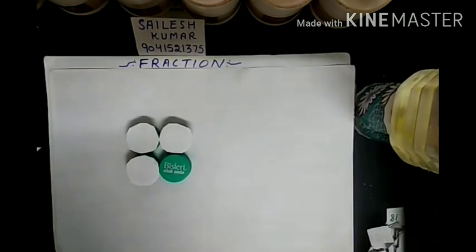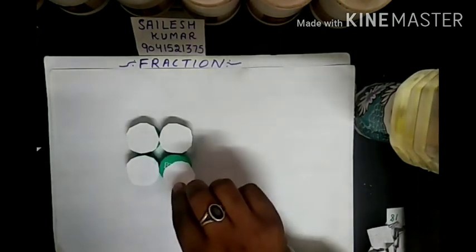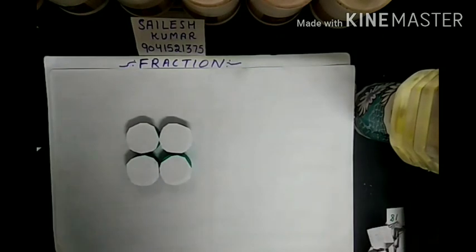Clear? Now, what happens if I cover the 4th part also? Then my answer will be that I have covered 4 parts out of 4 parts. It means I have covered all the parts. It means I have covered the complete figure. Clear?